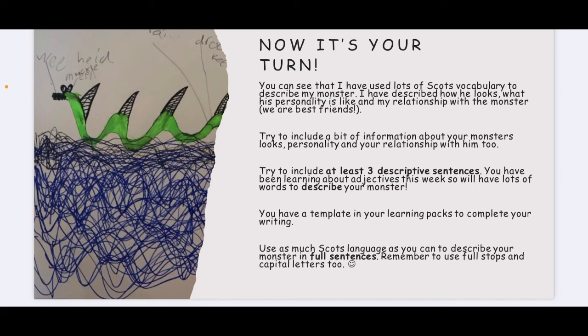You've also been learning about adjectives this week, so I'm sure you've all got lots of good ideas about adjectives that you could use to describe your monster. You have a template in your learning packs to complete your writing and try to use as much Scots language as you can to describe your monster. Remember to write in full sentences and use capital letters and full stops too.